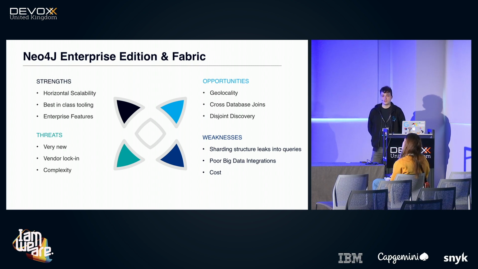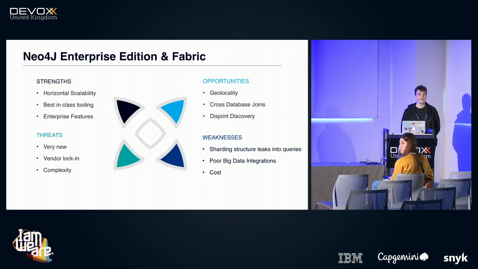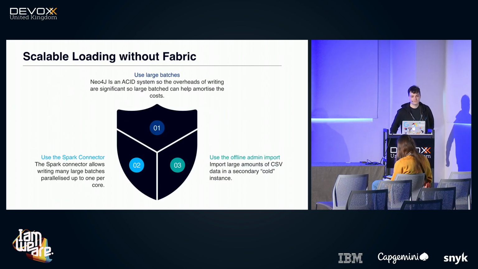It lets you join multiple sets of databases together, which is fantastic, and it comes with all the sorts of enterprise features that you might expect, like Kerberos. So it really is a great tool. Unfortunately, we couldn't use it. So if you can't use Fabric, how can you load a huge amount of data into Neo?